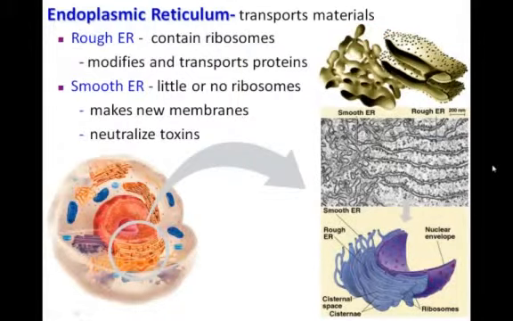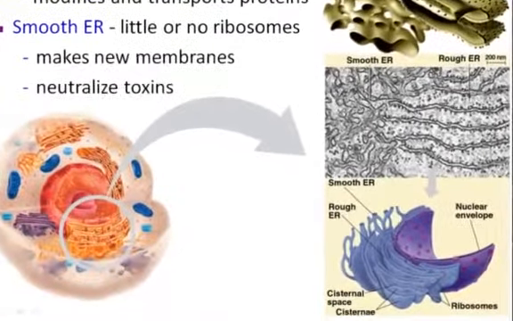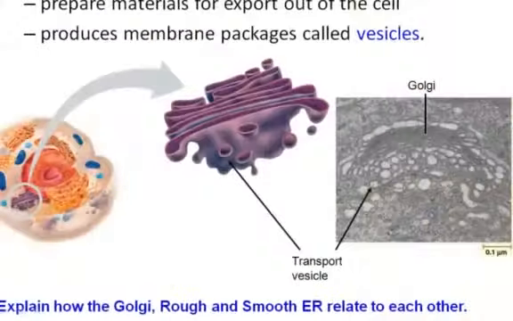The smooth ER, however, doesn't have any ribosomes at all. So its entire function is related to generating new membranes for the cells, as well as a very interesting function of being able to neutralize toxins. Notice that in this case, the rough and smooth ER are connected to each other.